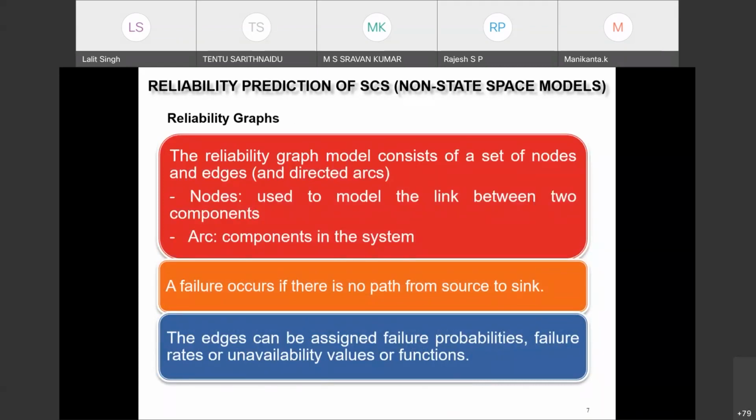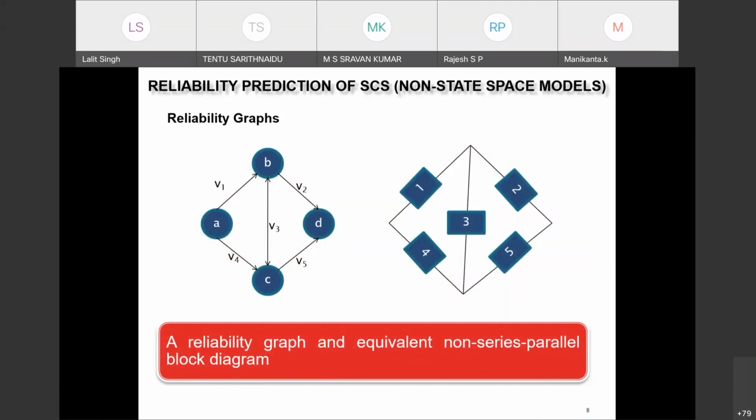Now the next prominent model is known as the reliability graph. The basic building block of a reliability graph consists of a set of nodes and edges, where nodes are used to model the link between two components, and arcs are used to represent the components in the system. For example, in this figure, the left figure represents the reliability graph, where A, B, C, D are the connectors, because these are the vertices, and the edges, which are represented by V1, V2 up to V5, are the components themselves.